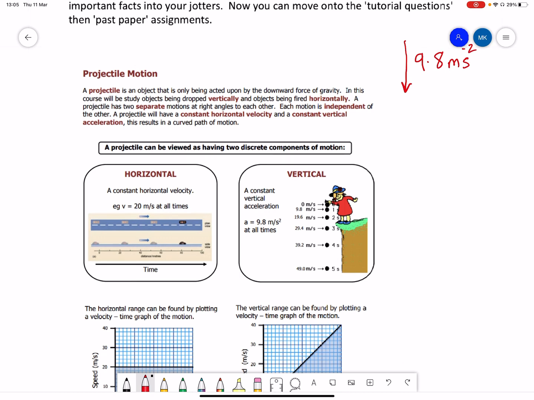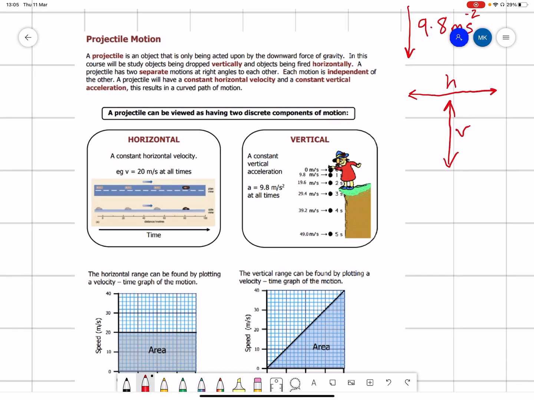Now, to be able to understand projectiles, you need to know the difference between horizontal and vertical. Horizontal is when something goes left to right, and vertical is up and down. They are totally independent of each other and they are both calculated individually and separately. Right, let's look at an example.